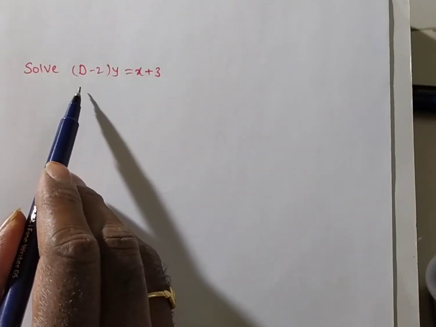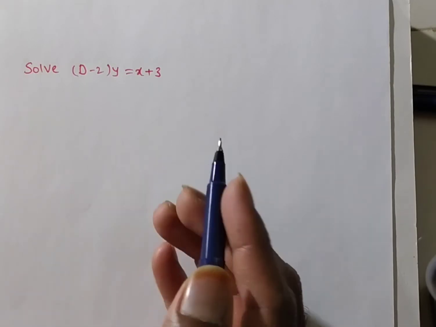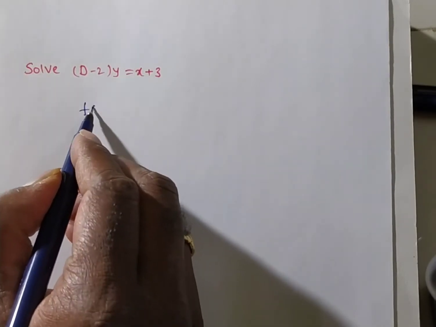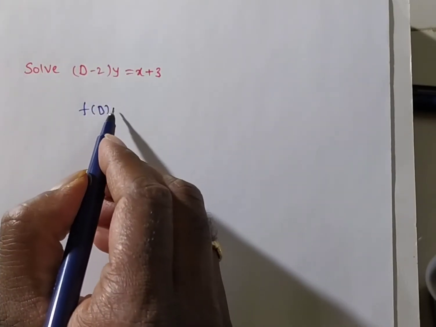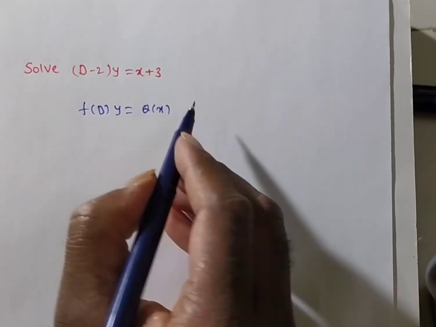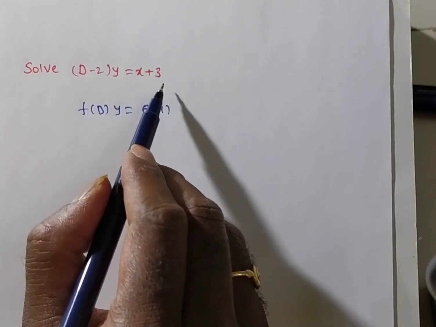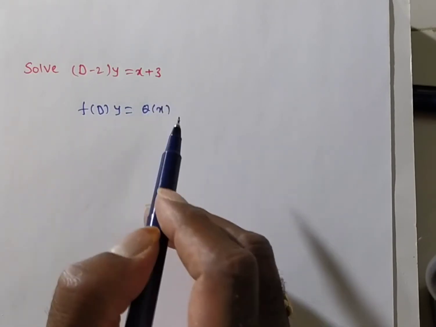Solve (D - 2)y = x + 3 is the given problem. Now you see, friends, this is in the form of f(D)y = Q(x). Yes or no? What is Q(x) here? x + 3, nothing but a polynomial in terms of x. So we can apply the shortcut method.